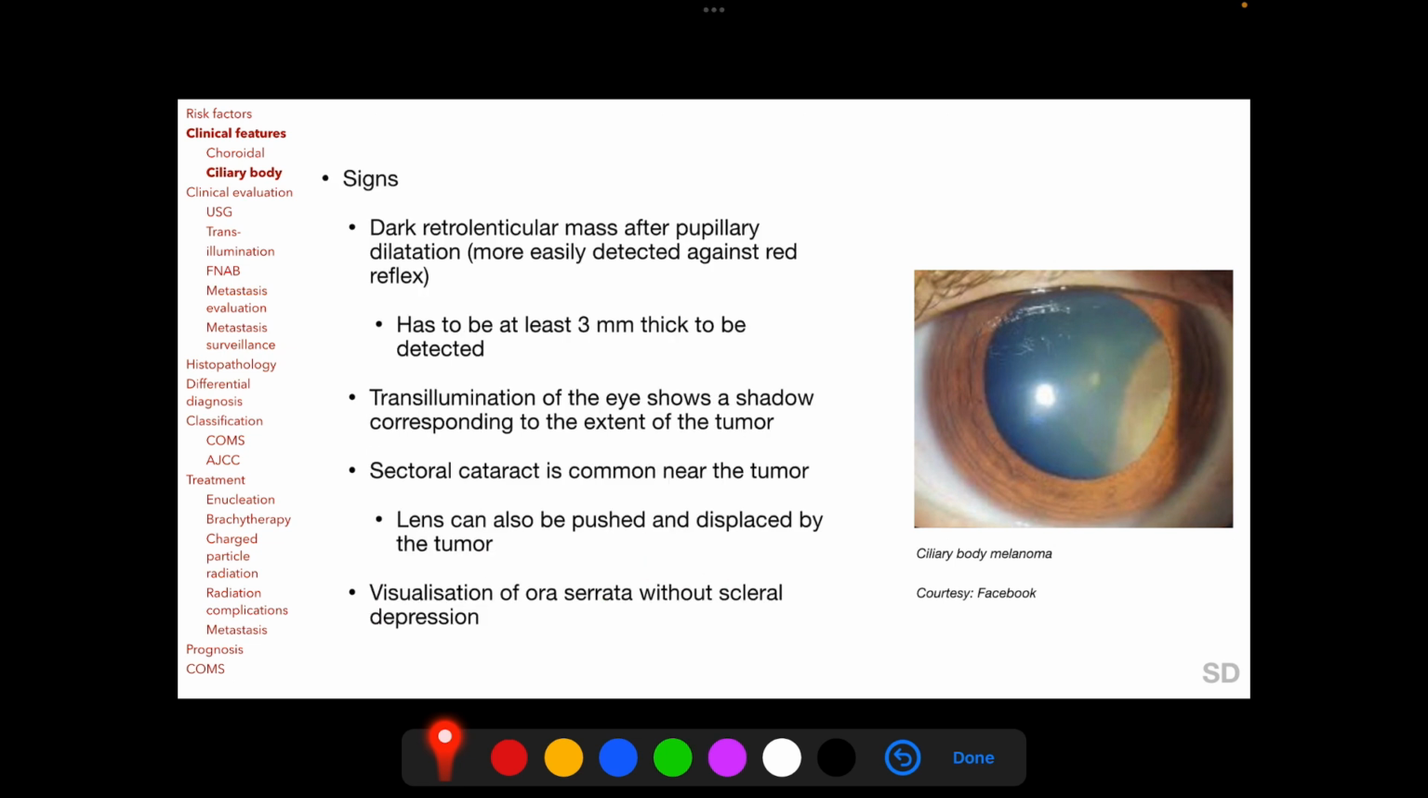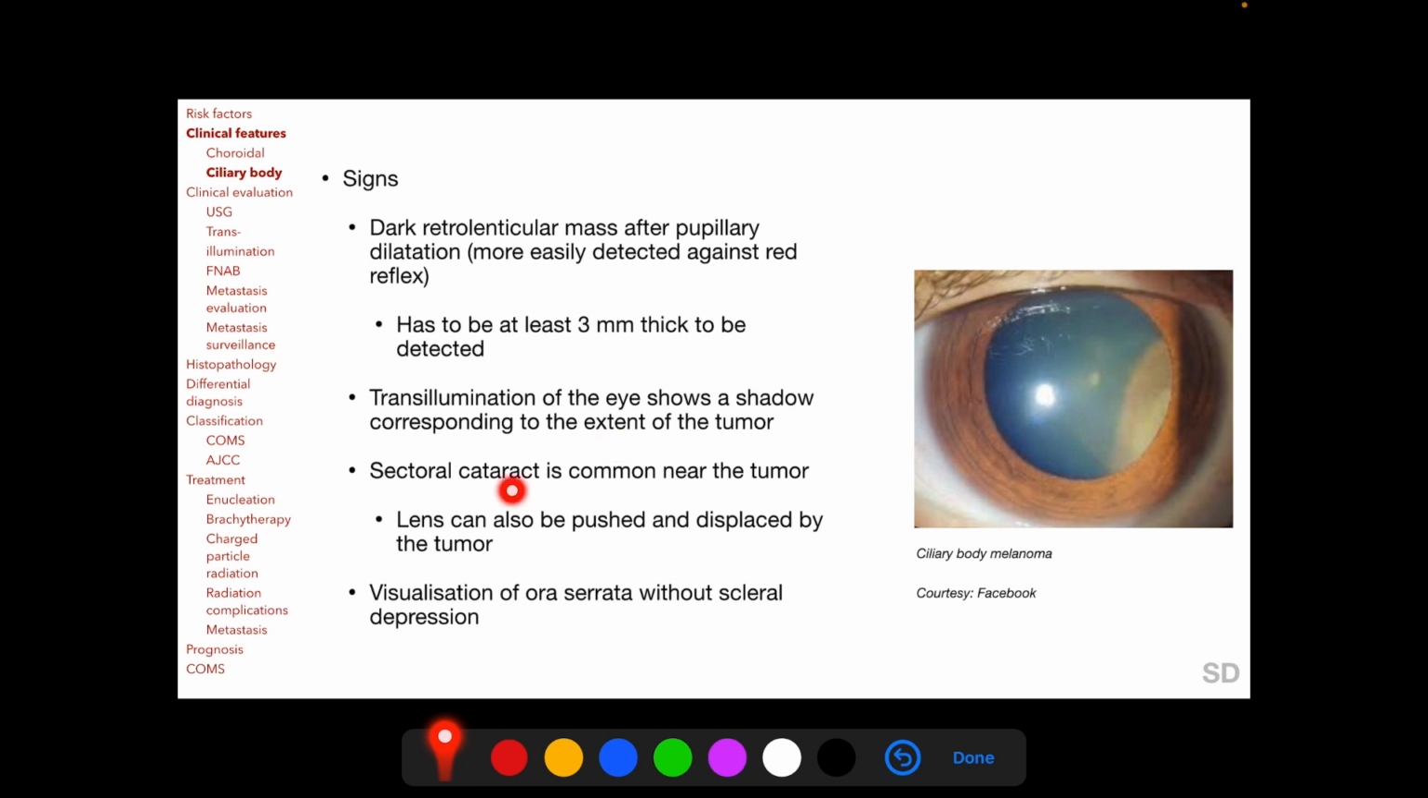On examination, we find a dark retrolenticular mass after pupillary dilatation, and this is more easily detected against a red reflex from the fundus. The tumor has to be at least 3 mm thick to be detected. Transillumination of the eye shows a shadow corresponding to the basal extent of the tumor. We'll discuss transillumination a little later in this session.